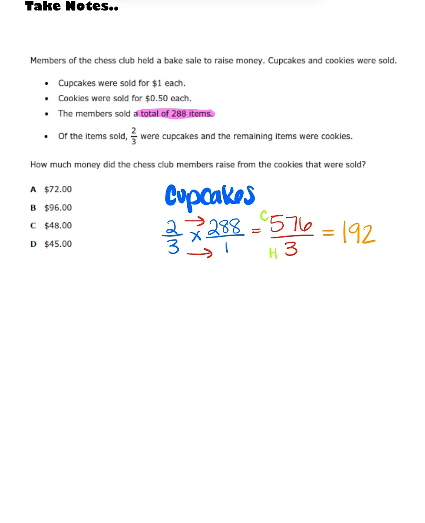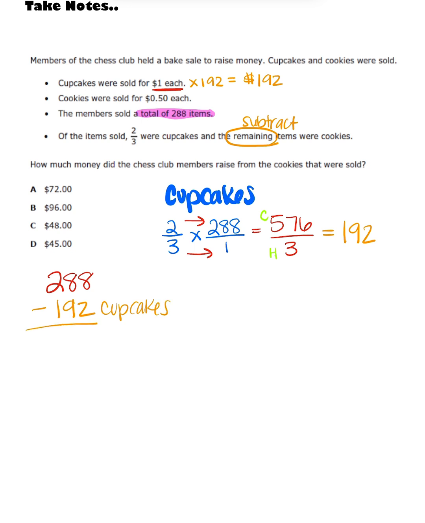So how many cupcakes were there? There were 192. So cupcakes is going to be times 192, and that means cupcakes cost $192 because 192 times $1 each, okay? And then I know that if there were 288 total items and we take away 192 cupcakes, remember that is our remaining word. Remaining means to subtract from the total. So this was cupcakes. Then that will leave us with our cookies, okay?